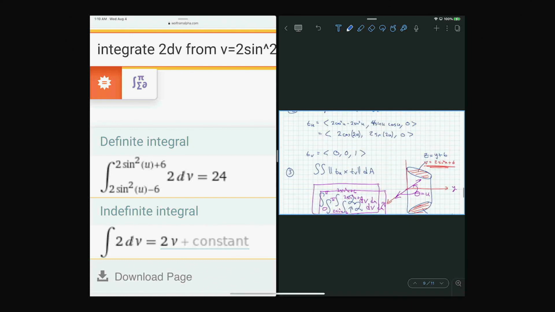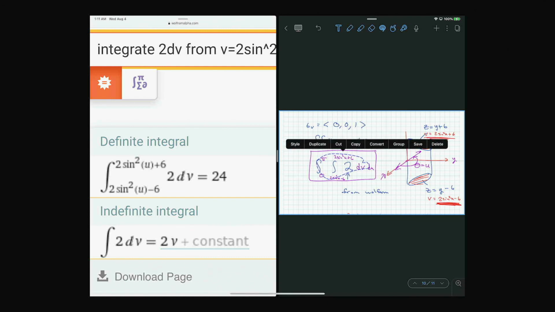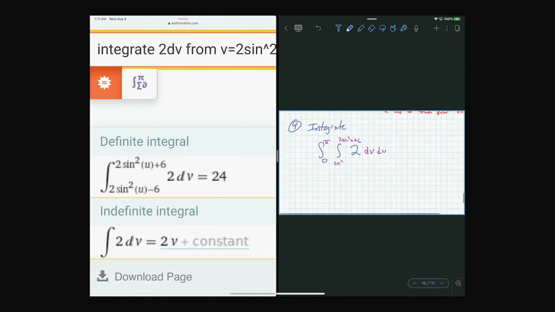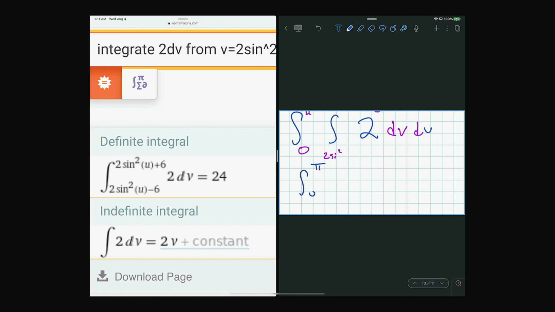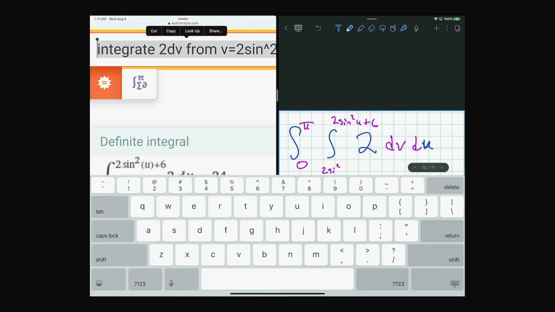Why does it do that? Yes, it's selected now. Duplicate it. Don't delete it this time, computer. Thank you. Okay, dv. So what did we just do? Well, we did that first integral, and the first one gives us 24, and then we got du. So we're integrating 24 du, which is just going to give us 24 pi.